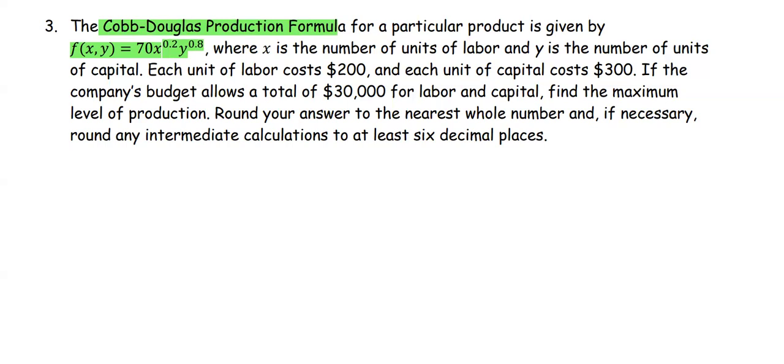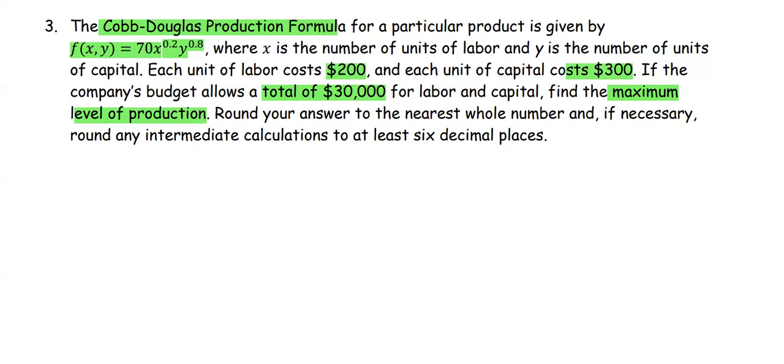Each unit of labor costs $200 and each unit of capital costs $300. If the company budget allowed a total of $30,000 for labor and capital, find the maximum level of production, round your answer to the nearest whole number, and if necessary, round any intermediate calculation to at least 6 decimal places.